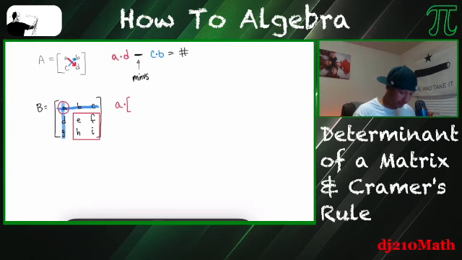So this would be top left times bottom right, so E times I, minus, always minus, the bottom left times the top right. Now I get it, this is very abstract right now because there's letters, but you just need to realize the process first. And then once you get the process down, the numbers will be a lot easier in my opinion.